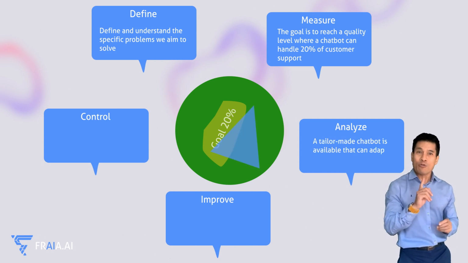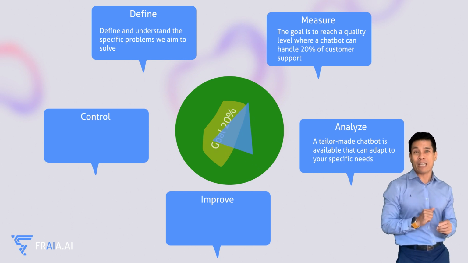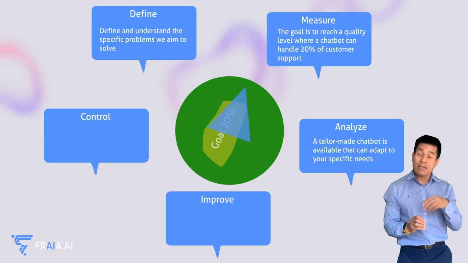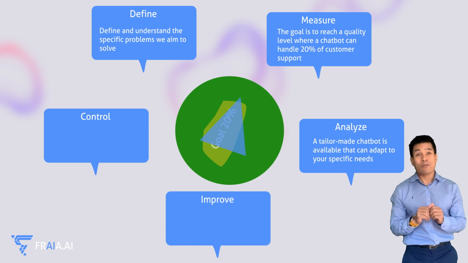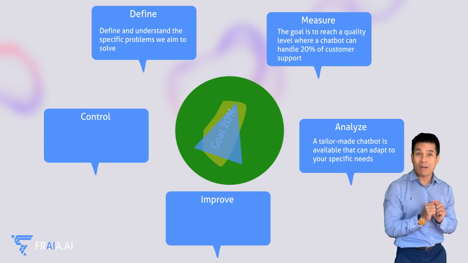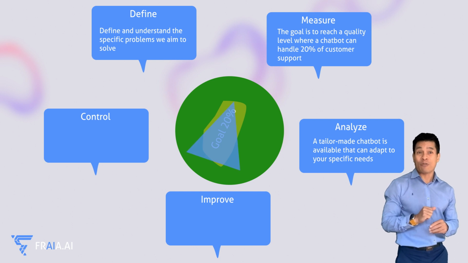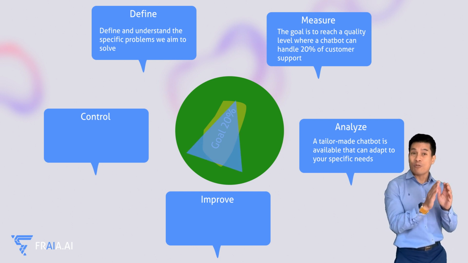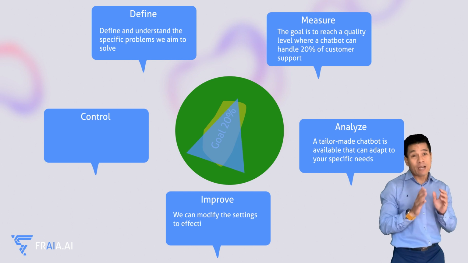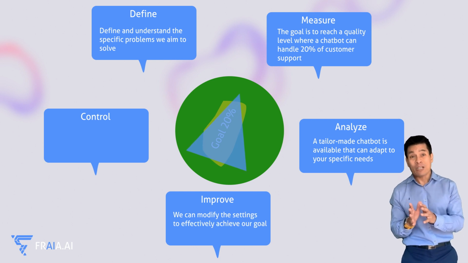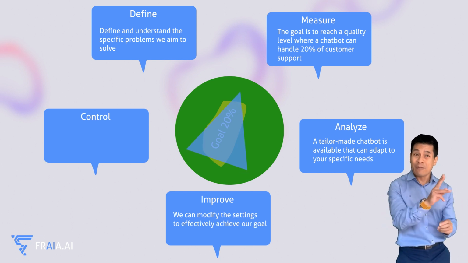Analyze. Once we receive data from you, we build a tailor-made chatbot that can adapt to your needs. This chatbot is then tested with the data provided. We start by gathering factual, holistic, and behavioral responses, each offering different insights. Improve. Based on the analyses and understanding the baseline, we can adjust the settings to achieve our goal statement.